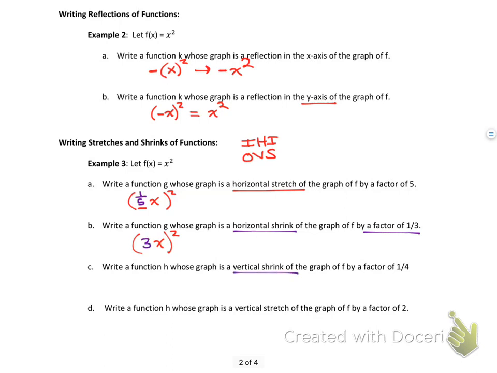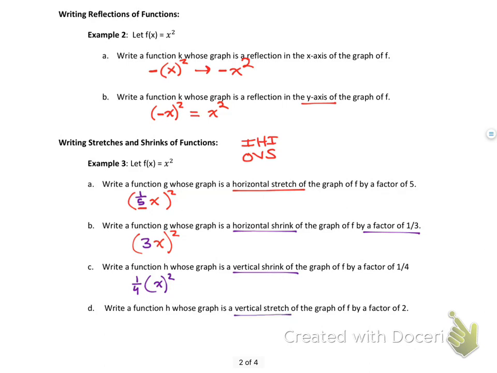For vertical stretches and shrinks, we don't do anything. We leave it just by itself. It goes out front, so we'll have the x squared, right? So we're setting it up so that we have an outside. And then the 1/4 doesn't change. It's just 1/4, right? No change. Outside is vertical and it stays the same.